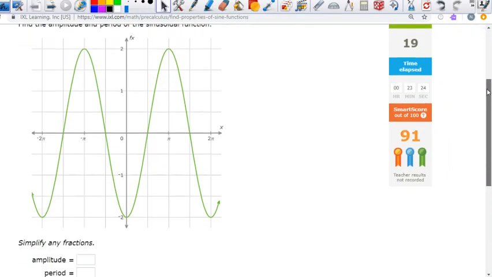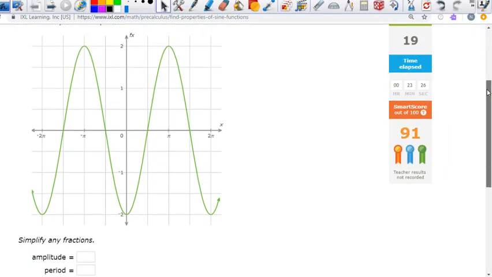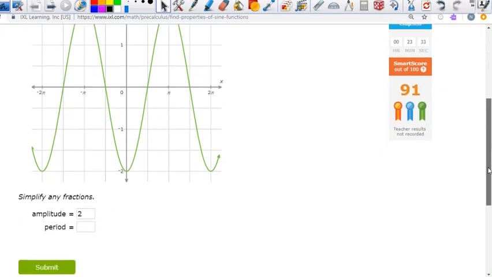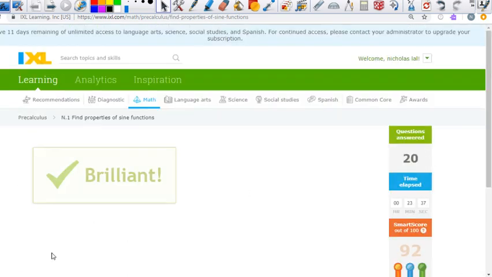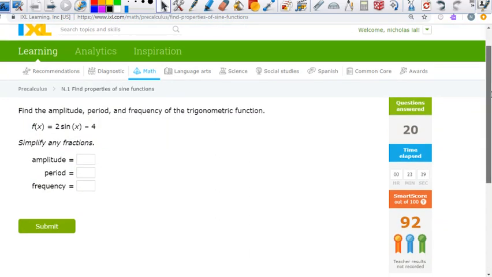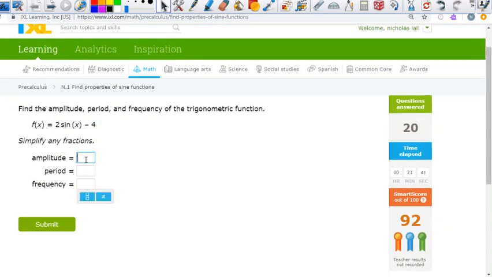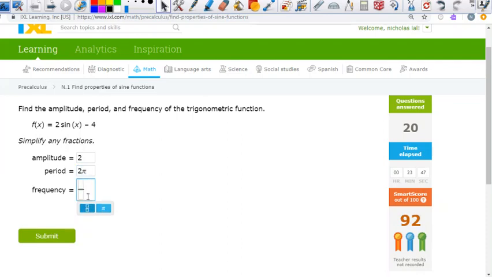Up top. Amplitude is 2. Period is 2 pi. The amplitude is 2. The period is 2 pi. The frequency is 1 over 2 pi.